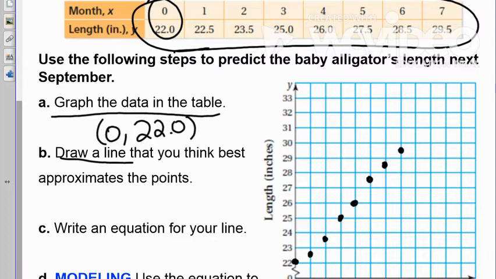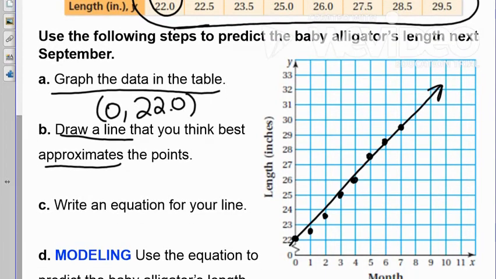Okay, so what we can do then is draw a line that you think best approximates those points. And I'm going to do that right here. You can see how I drew a line that kind of goes right in the middle of all of them. It doesn't exactly hit all the points, but it goes right through almost all of them. Now remember, this is best approximates. This is not exact. So if yours doesn't hit the same points that mine does, that's totally fine, as long as it's going in the middle of the data and it's appearing to be linear.